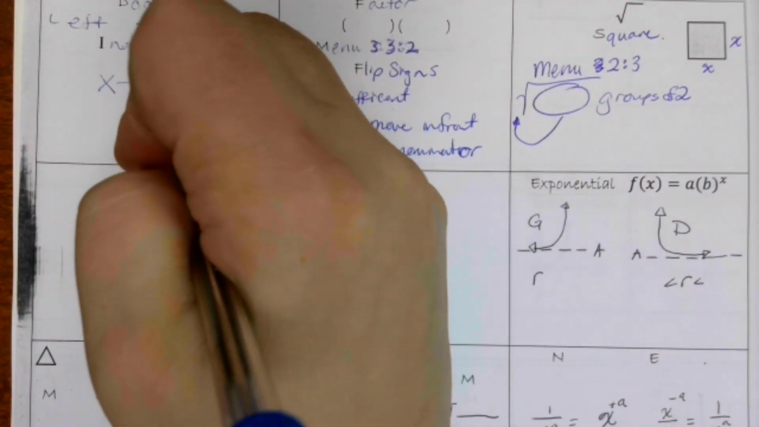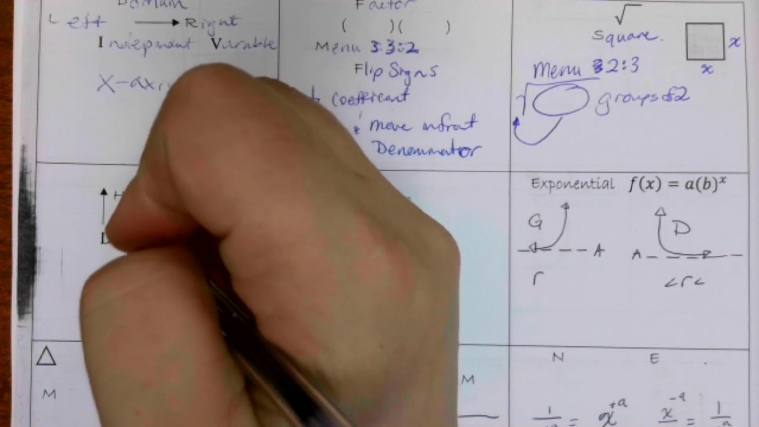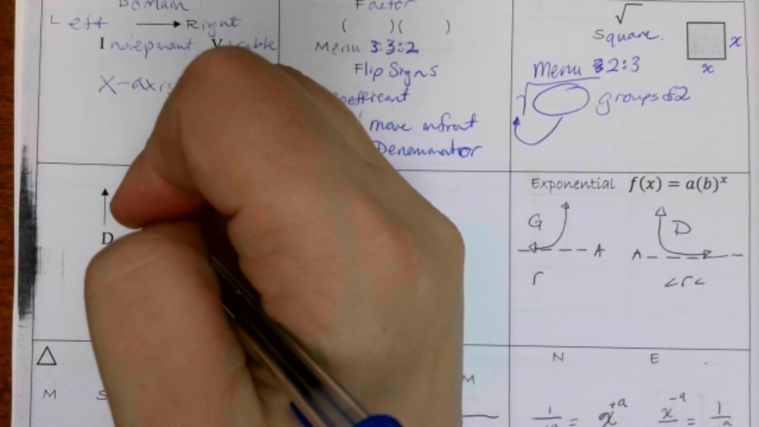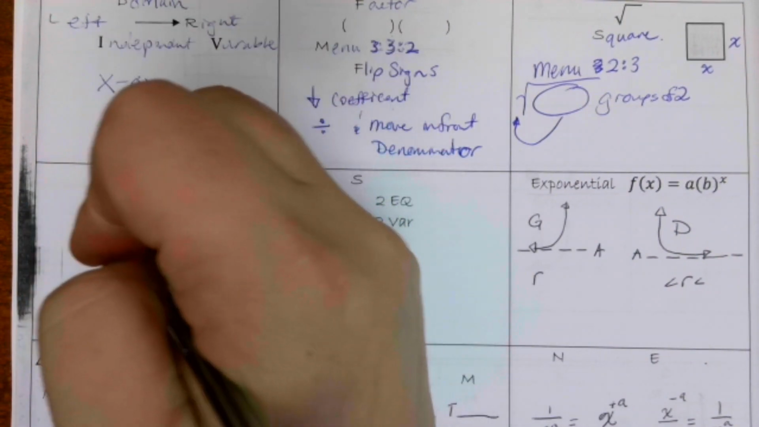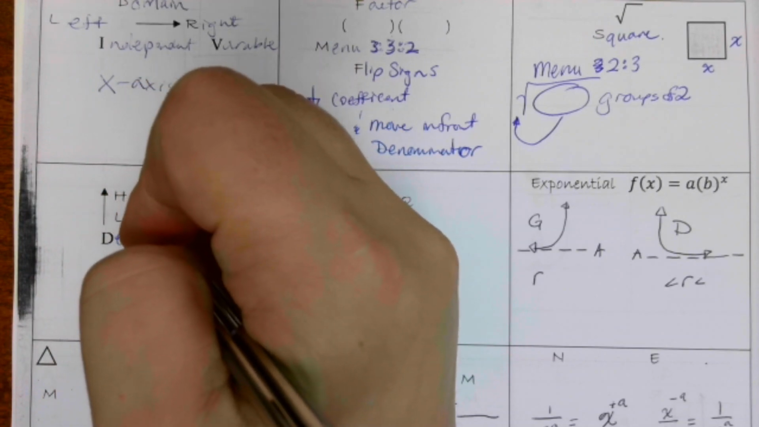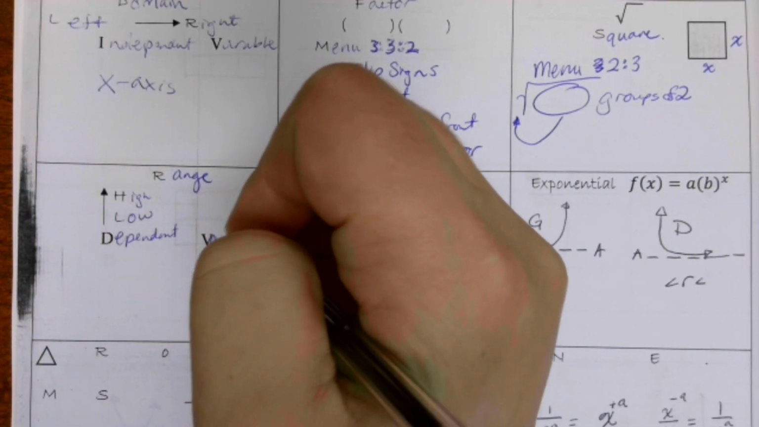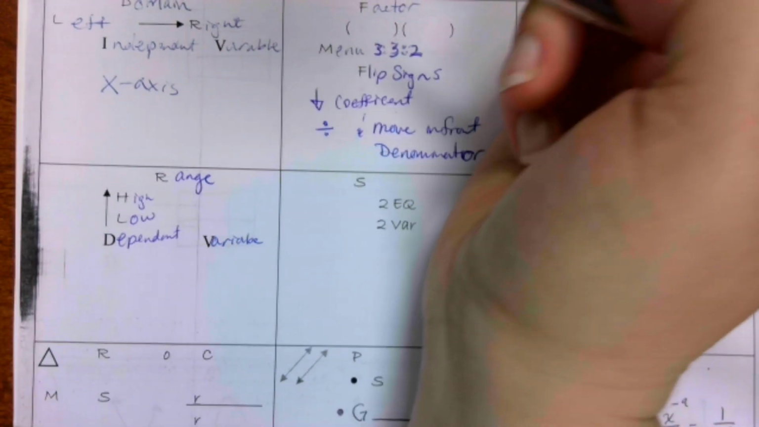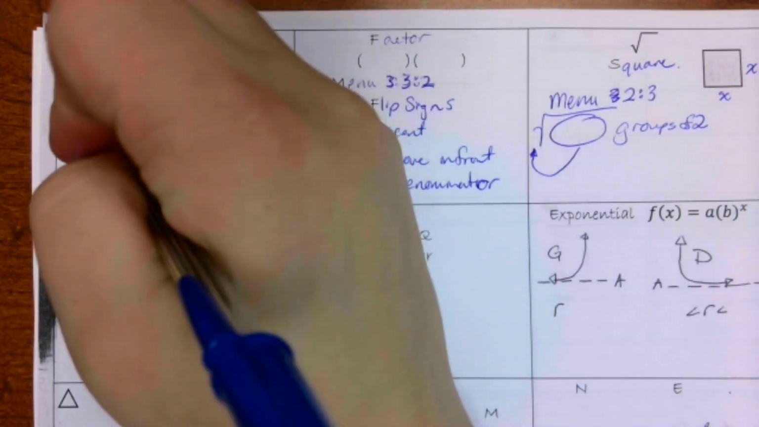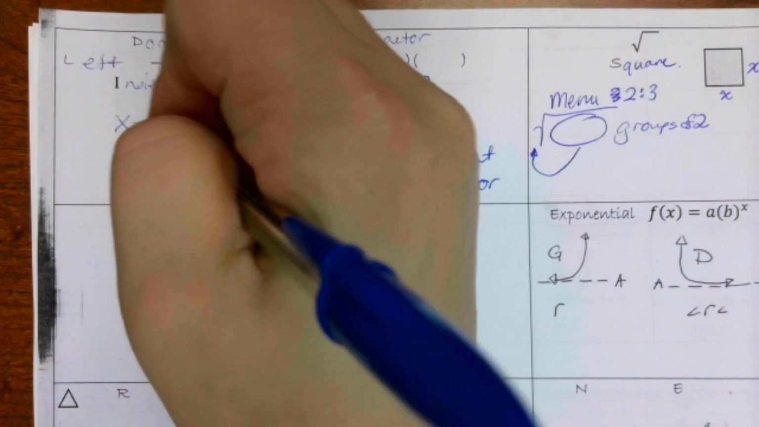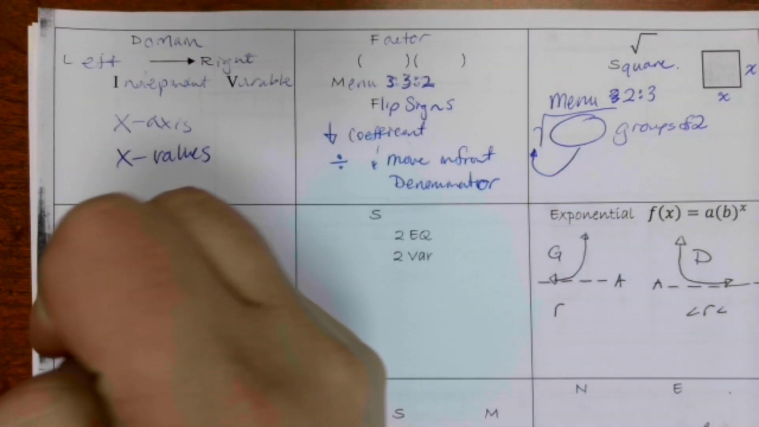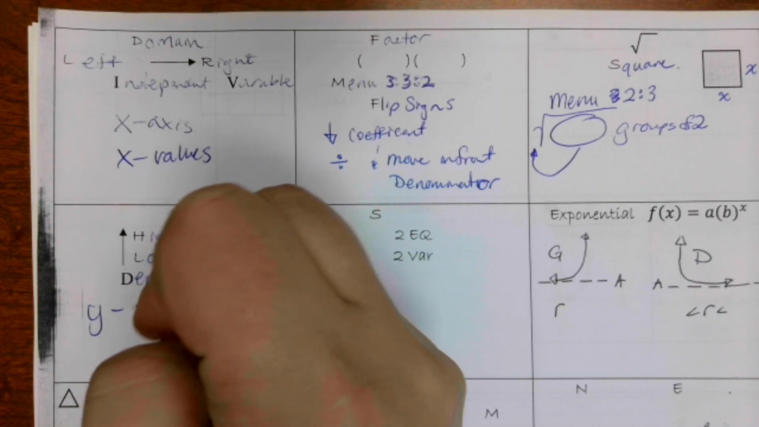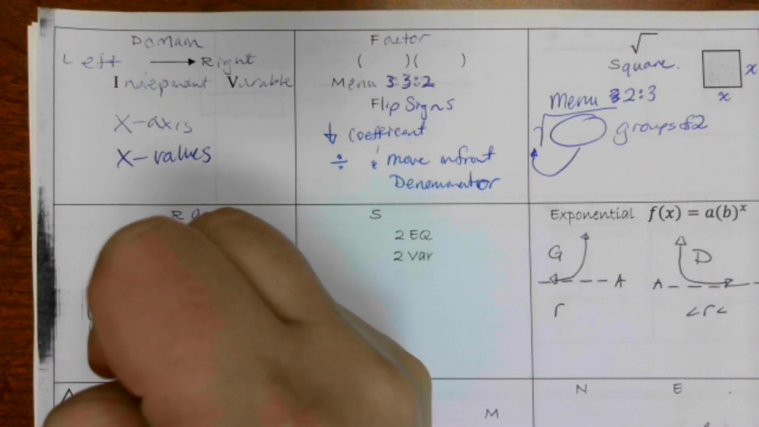This is range. Range, we're always going from low to high. It is your dependent variable. You need to know, I'm going to add one here. It's your x values. It is always your y values. It's on your y axis.